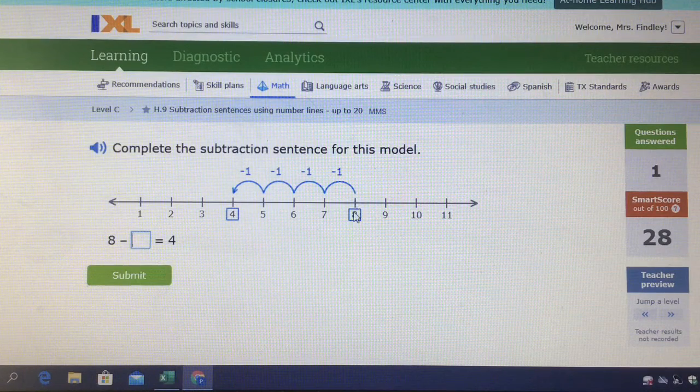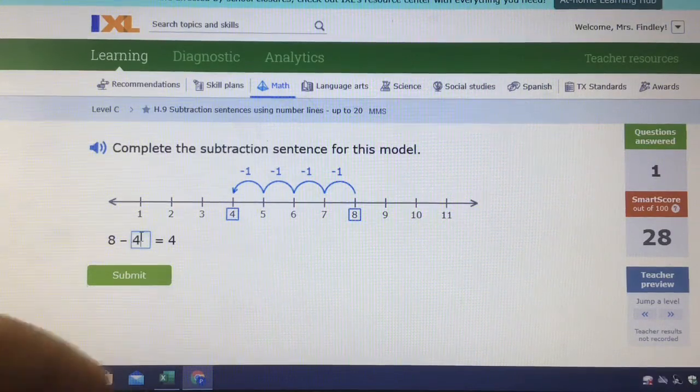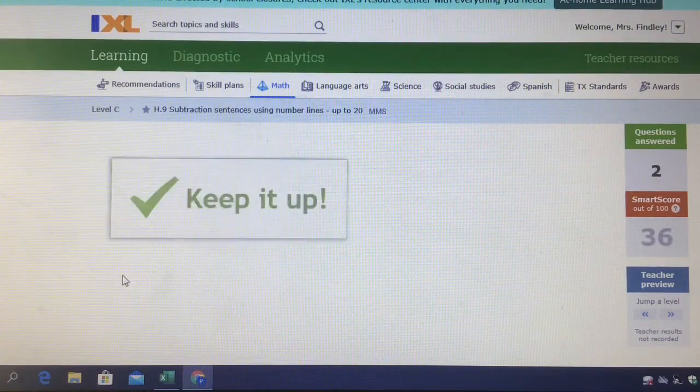So we're going to count our jumps. 1, 2, 3, 4. We can count them just like that because each one is worth 1. Each jump is worth minus 1. So minus 1, minus 2, minus 3, minus 4. So we are taking away how many? We're taking away 4.